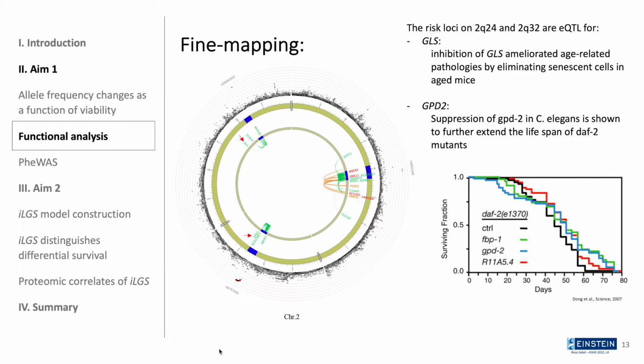Similarly, inhibition of GPD2 is shown to further extend the lifespan of DAF2 mutants in C. elegans. Here, in this Kaplan-Meier survival curve, reduced mortality of DAF2 mutants, which is shown in blue, is comparable with control and related treatments. Given that suppression of both genes is identified to be associated with a longer lifespan, we believe the risk locus we identified in our centenarian cohort exerts its influence through the downregulation of both genes.